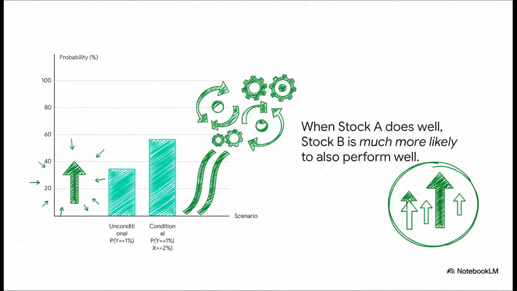And boom, look at this. This is what that formula gives us. On any given day, stock B has a 35% shot at a 1% gain. But on days when we know stock A just shot up by 2%, stock B's chance of that same 1% gain jumps all the way to over 57%. That tells us loud and clear these two tend to move together.